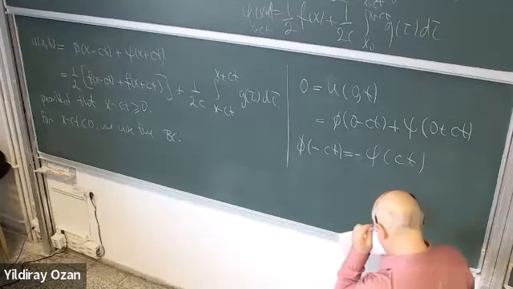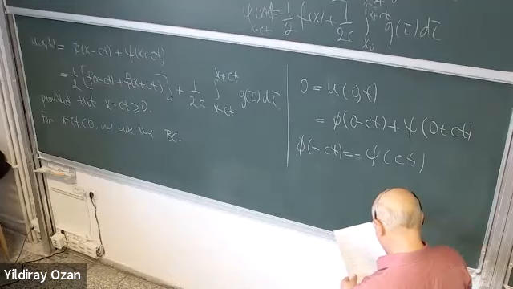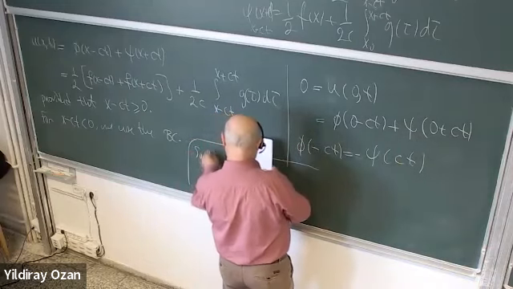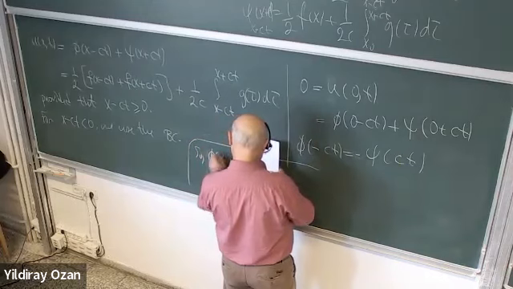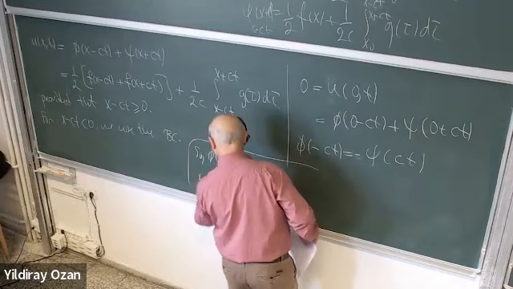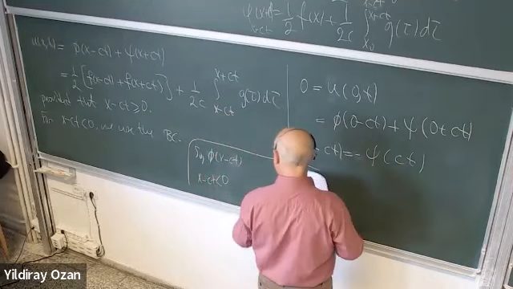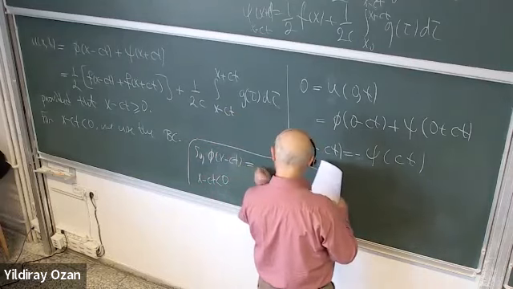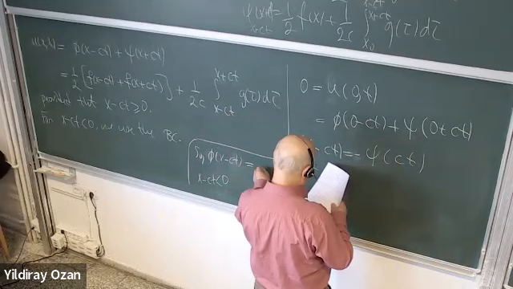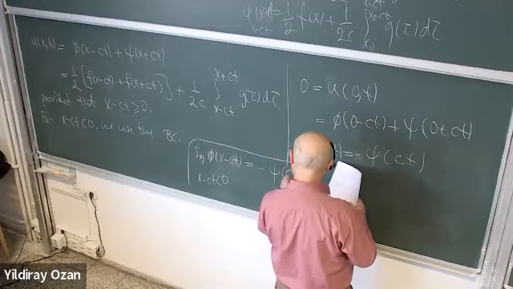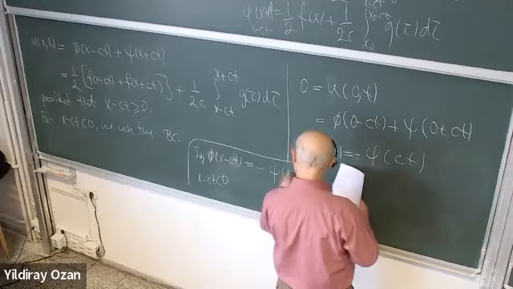And then, okay, so this means phi of x minus ct, if x minus ct is negative, this should be just minus psi of (x minus ct).